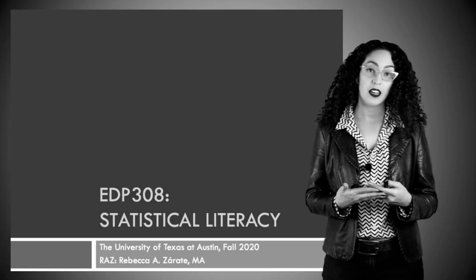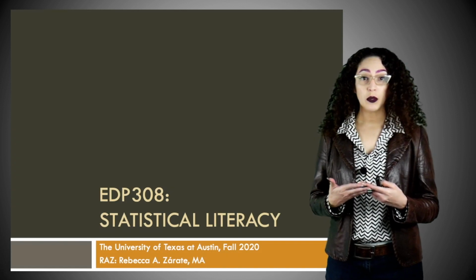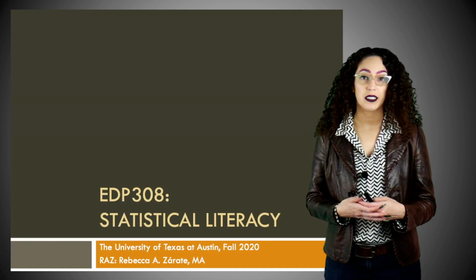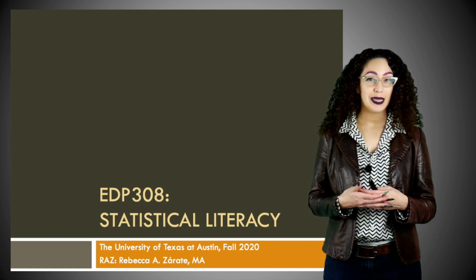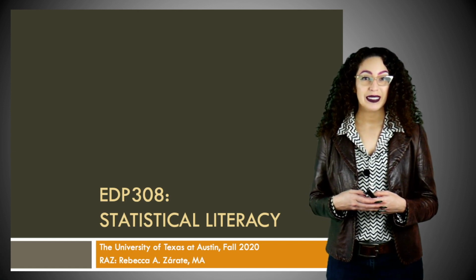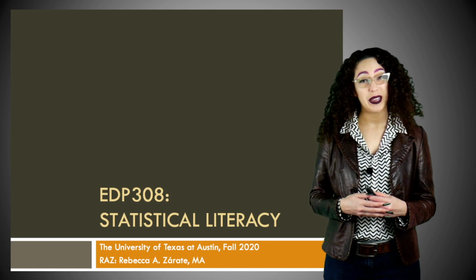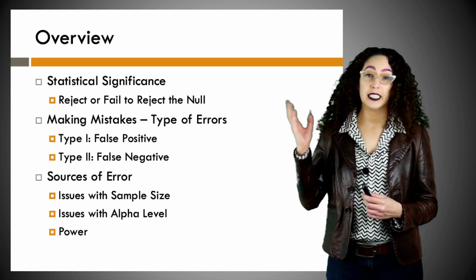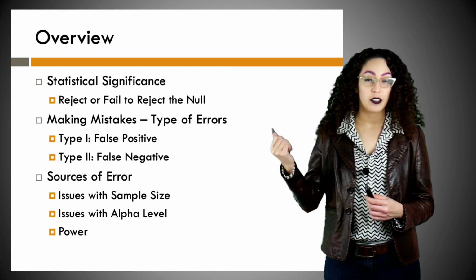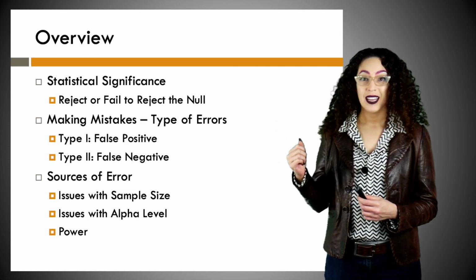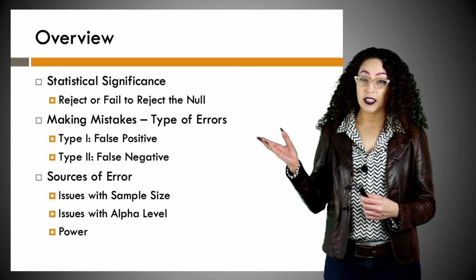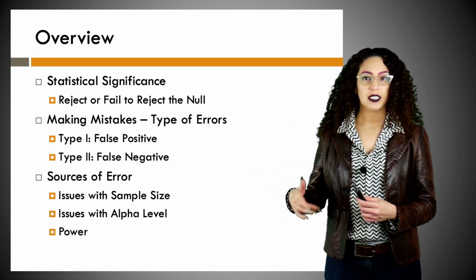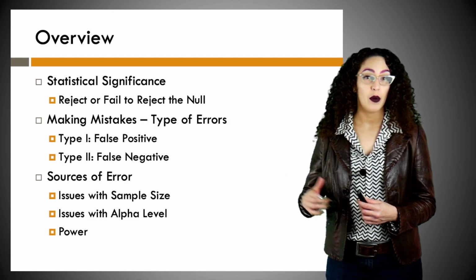Through the process of hypothesis testing, we know we're going to make either a reject or a fail to reject the null hypothesis conclusion. Now it's time to address what can happen, namely that we can be wrong and make a mistake. So let's look at some of those errors. We're going to look at statistical significance again and rejecting or failing to reject a null hypothesis, making those mistakes, the types of errors that you can make, a type 1 or a type 2, and the sources of error, such as sample size, alpha level, and power.